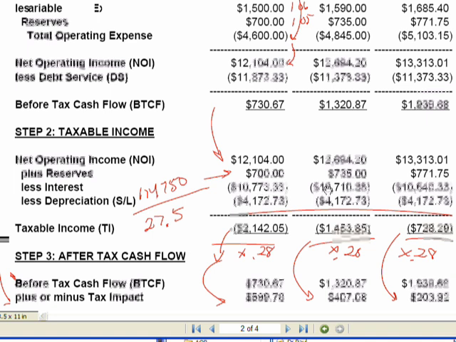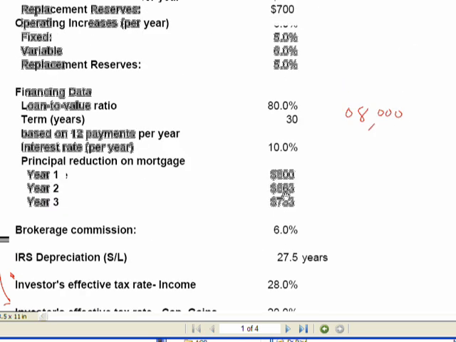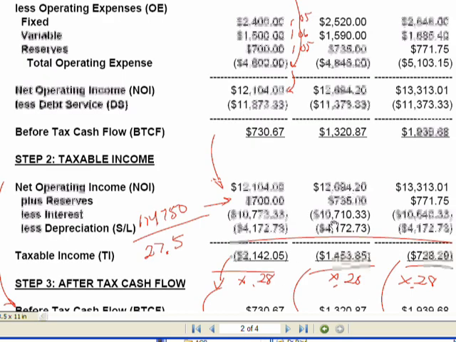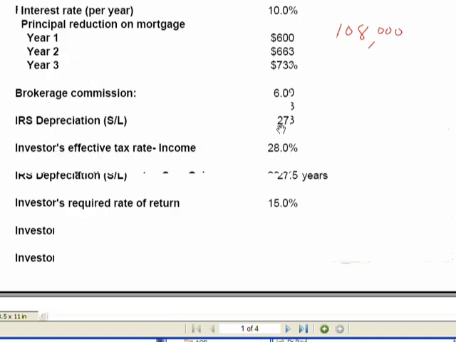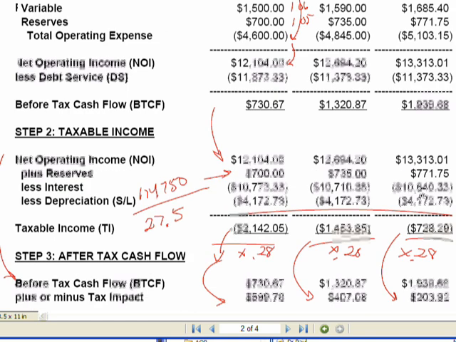That's another option too. For year two, the debt service is the same, $11,373, but going back to one of our assumptions, the principal reduction was $663. So subtract out $663, and that gives you $10,710. And then the same thing for year three. The debt service minus the principal reduction of $733 gives us $10,640. So the interest component is not too difficult to calculate.